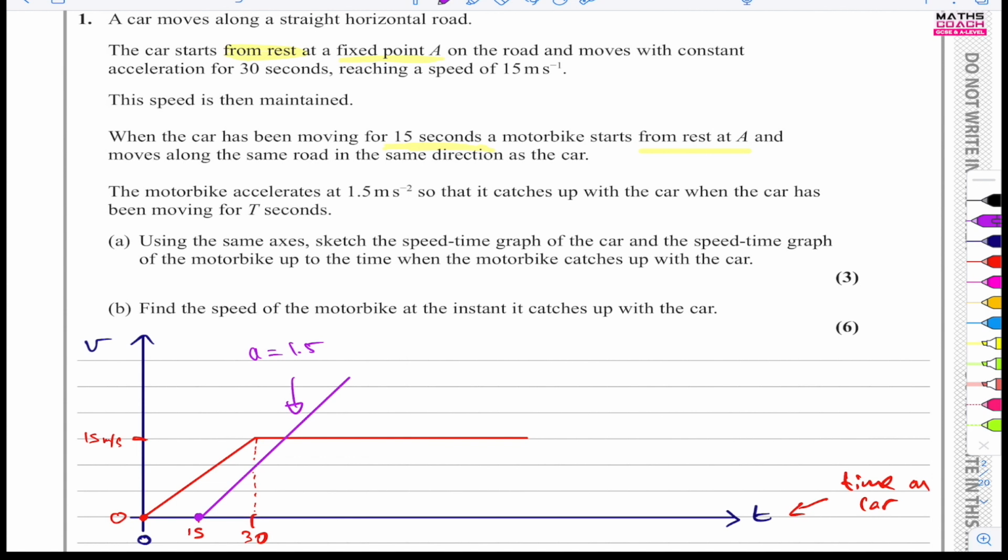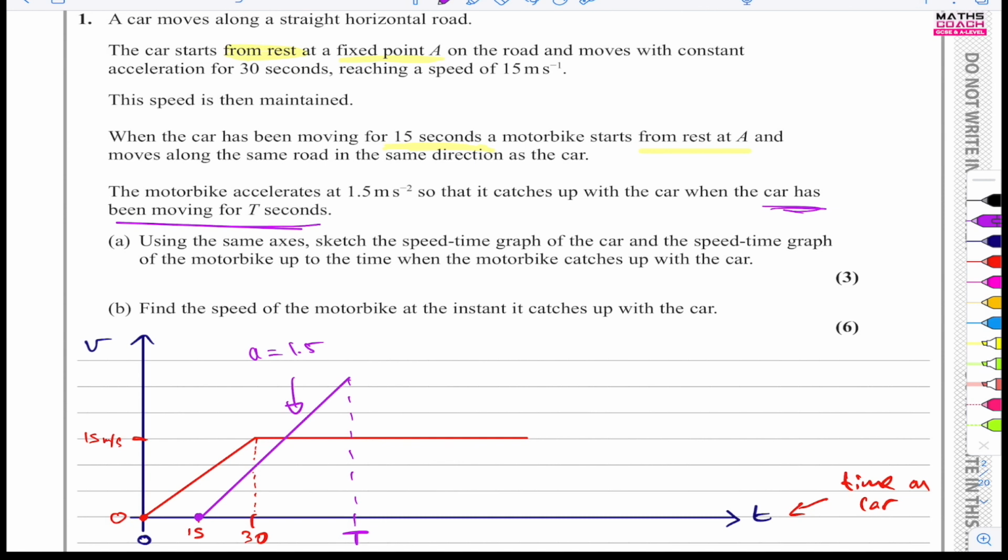And it travels for t seconds, capital T seconds. So it catches up with the car when the car has been moving for t seconds. So when the car has been moving for t seconds, the time on the car would be t seconds. So let's say that this is your time t seconds, so that at this time, both the car and the bike have caught up with each other.